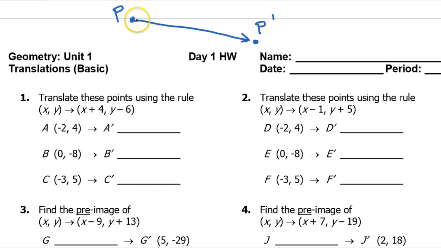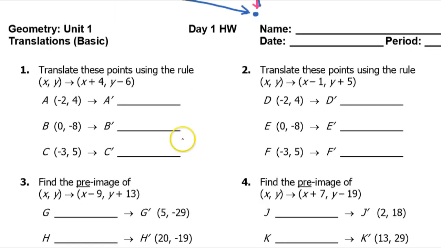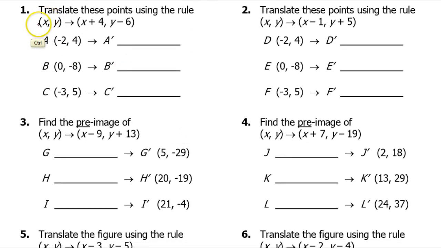Instead of looking at it as a diagonal slide like this, we have to think about how far did it move in the X direction and how far did it move in the Y direction. So that's the information that we're given by a rule like this. We're taking some original point called a pre-image, and we're going to get the image by following these rules. X plus 4 obviously means we're adding 4 to the original x coordinate. Y minus 6 means we're simply subtracting 6 from the original y coordinate.